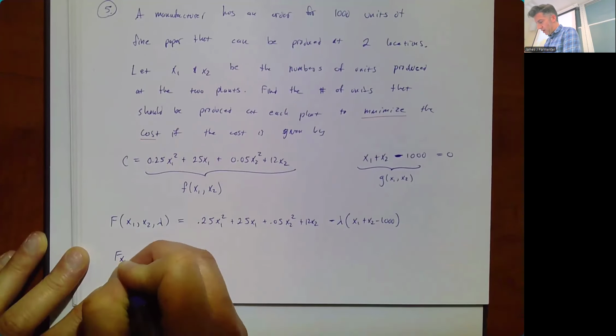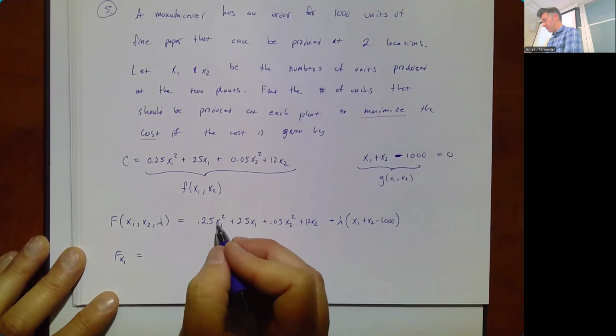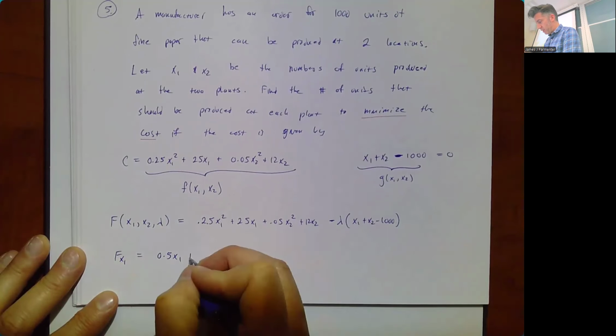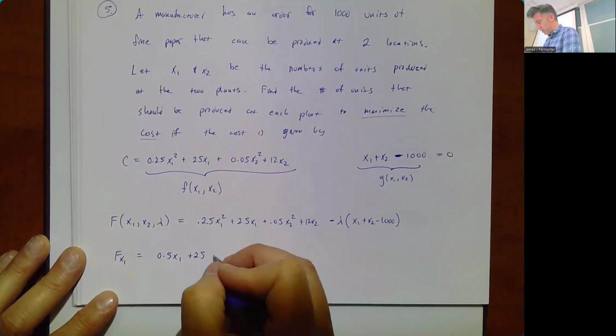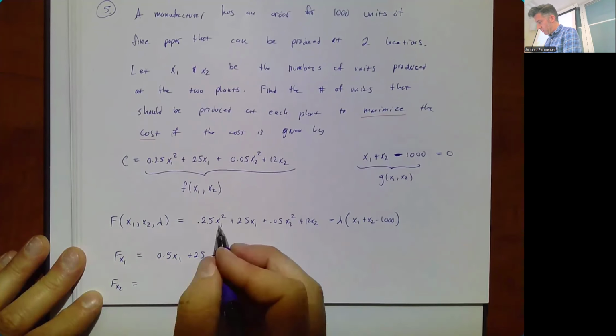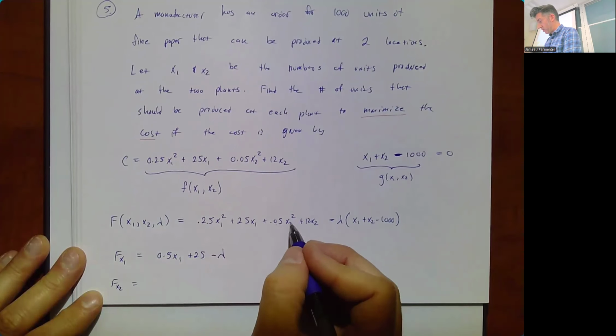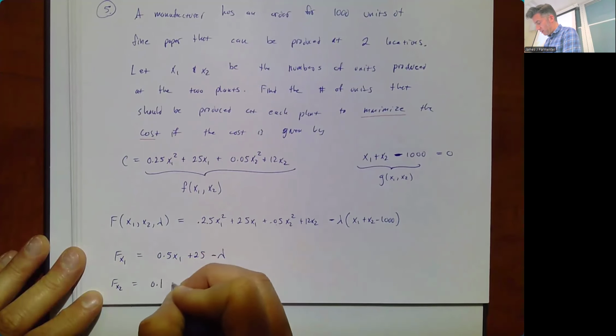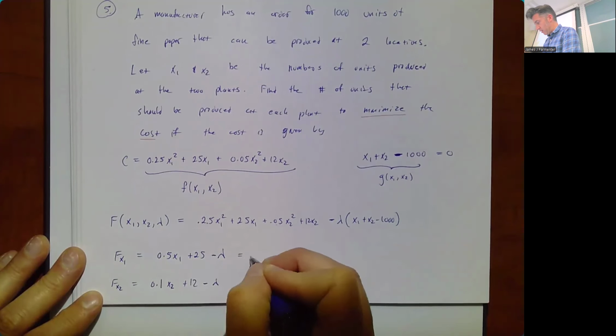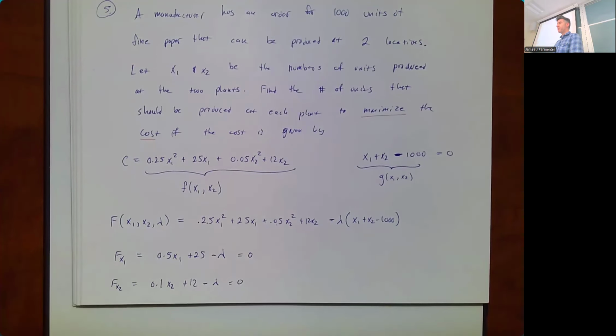Our partial f_x1 is going to be 0.25 times 2x1, which is 0.5x1, plus 25 minus lambda times 1. And our f_x2 is going to be the derivative of 0.05x2 squared, which is 0.1x2, plus 12 minus lambda. And we're going to set each of those equal to 0. Then we're going to get some relationship between our two variables.